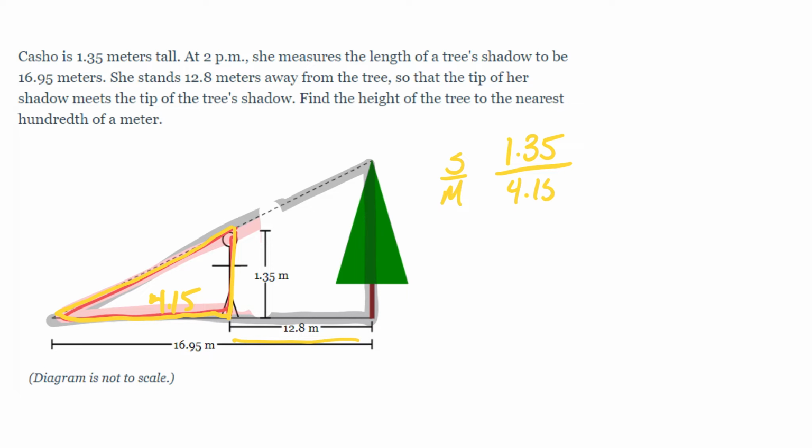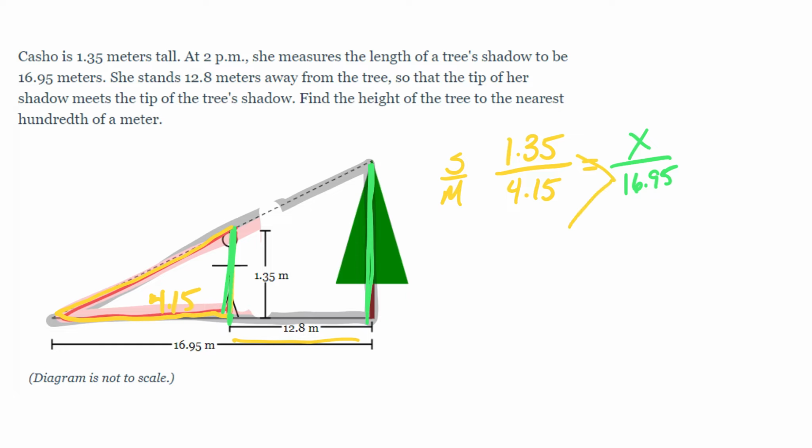1.35 compared to 4.15. Well, we need to do the same parts of the larger triangle. In this case, we don't know how tall the tree is, which is the one that relates to the 1.35. So that's going to be our variable x. But we do know the length of the medium side of this triangle, which is the 16.95.